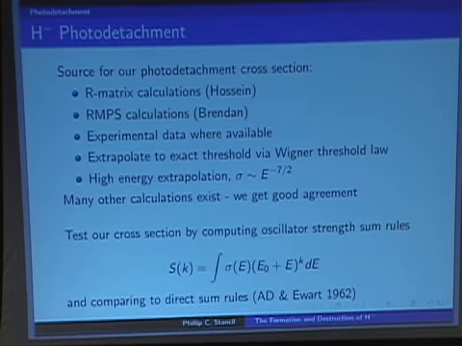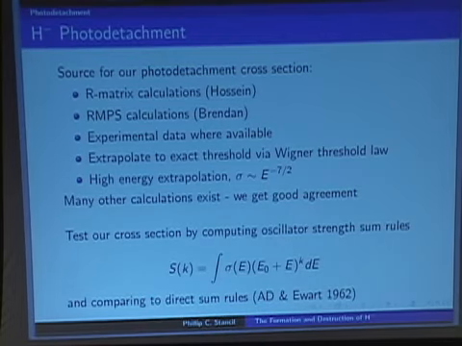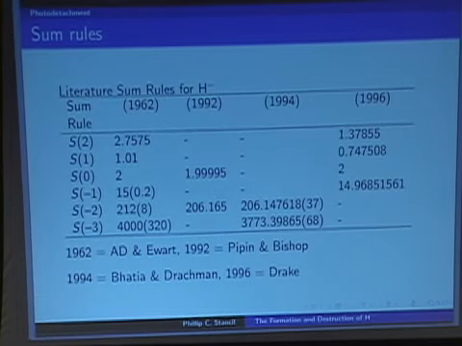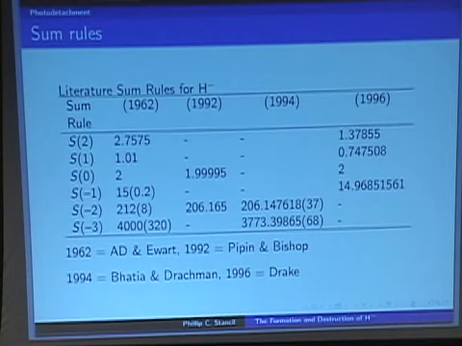Once we have the cross-section, we also test how good it is by calculating oscillator strength sum rules. In fact, this was done for H- by Dalgarno and Ewart back in 1962, so we're just extending what they did with more updated cross-sections. And here's a little table. I don't want to spend too much time on the table, which gives the sum rules from k equals 2 to minus 3. K equals minus 2 is proportional to the dipole polarizability. There's a whole range of values which have been calculated over the years by various people.